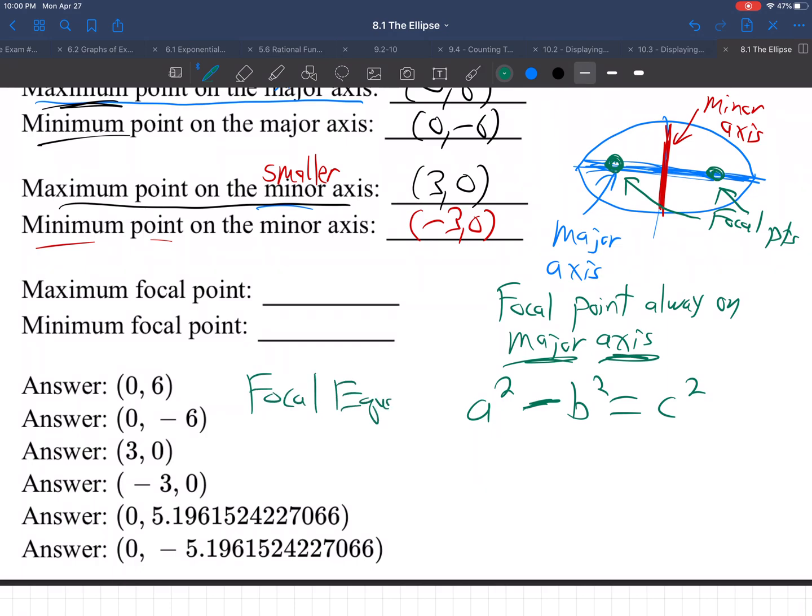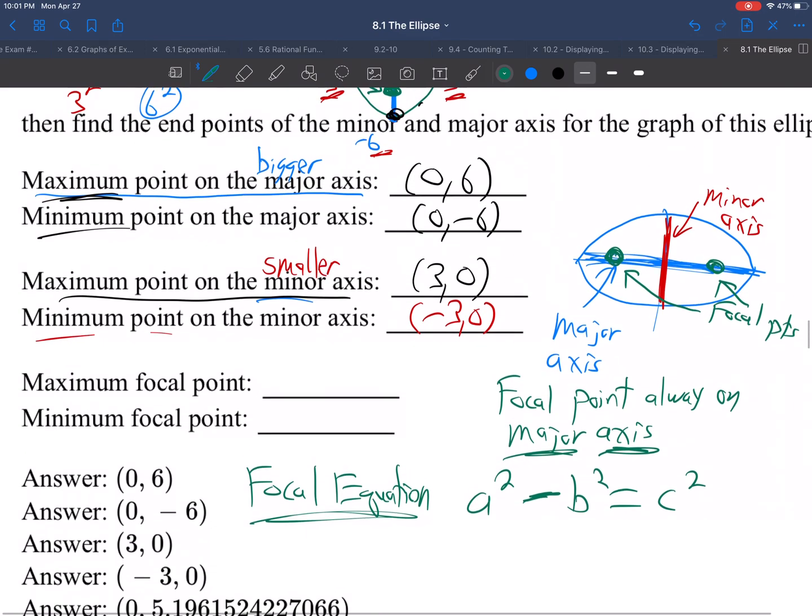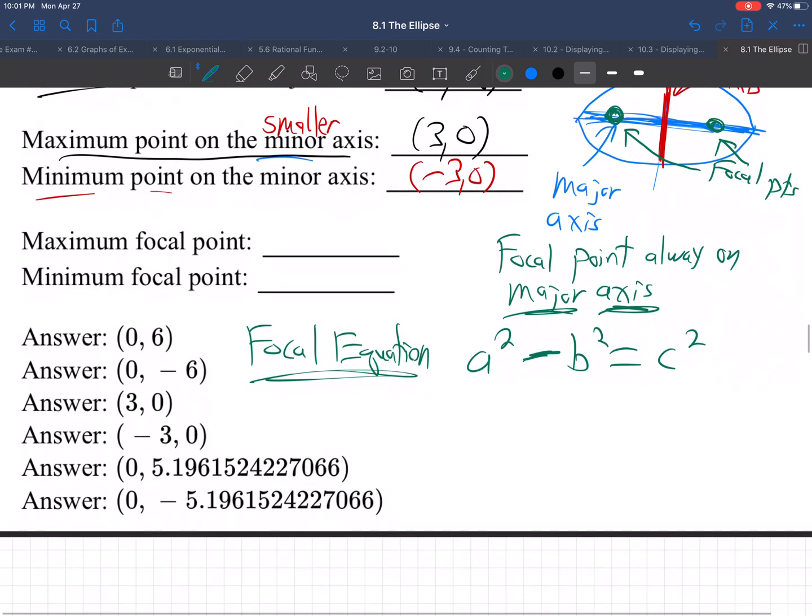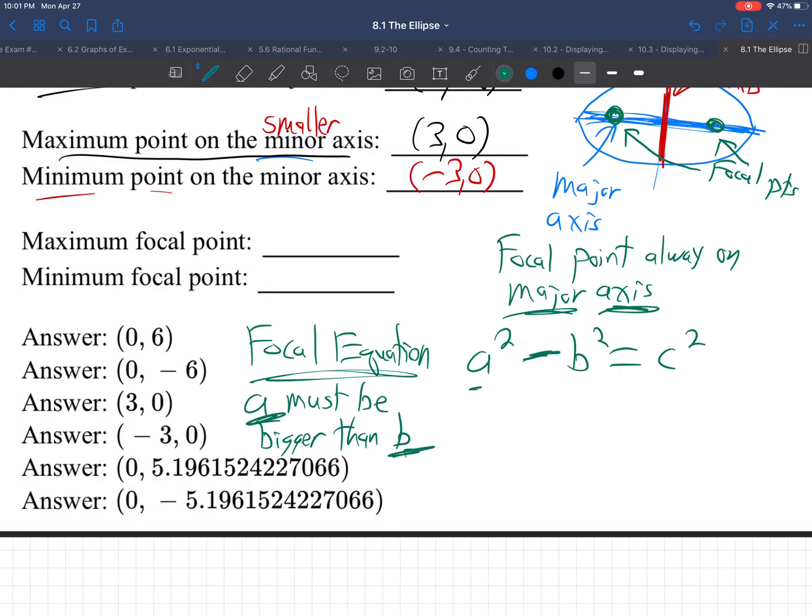This is how you find where the focus points are. So let's use that. Now what's the A and the B? Well, remember, A must be bigger than B. Why? Because A squared minus B squared, when you subtract them, the A has got to be the bigger one, so you get a positive answer, because it's equal to C squared, which is always something positive.